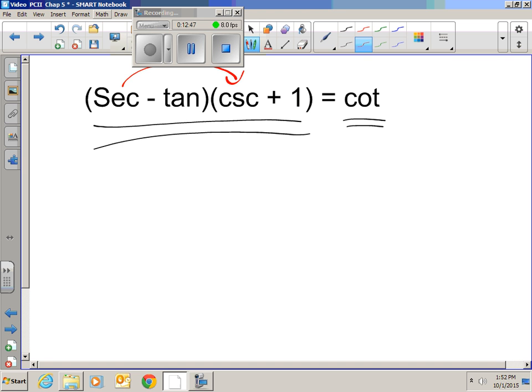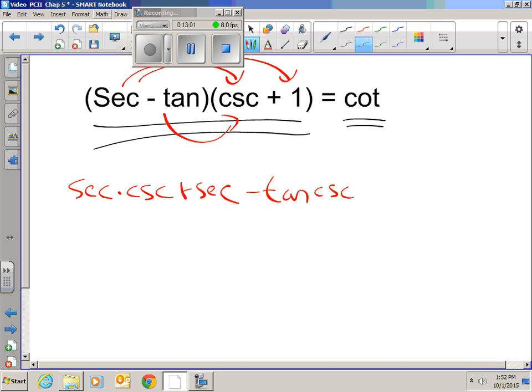Secant times cosecant. So I have secant times cosecant plus secant minus tan cosecant minus tan is equal to cotan. Well, that didn't help me at all. I have no like terms whatsoever that I can combine. Pretty yucky. In fact, I made things worse.